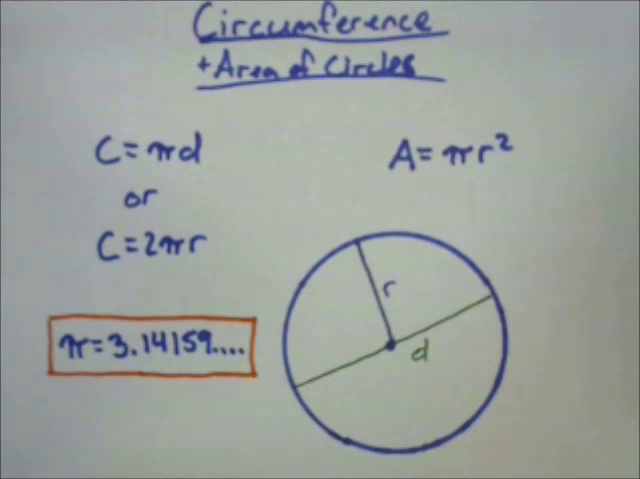So here we go. Circles, circles, circles. We got circumference and area of circles. So we're going to be talking circles today. So here we have a circle, and really there's 5 things I want to talk about. I want to talk about circumference, area, and that's the title of the video.